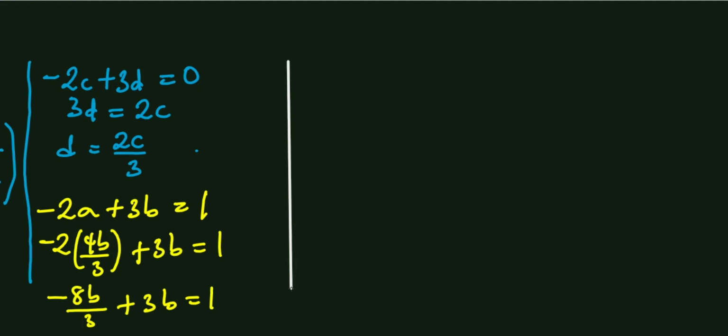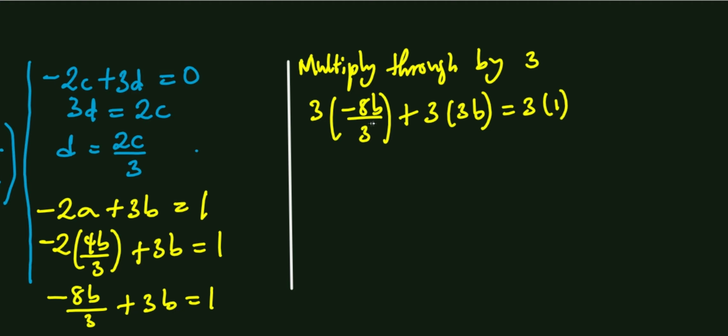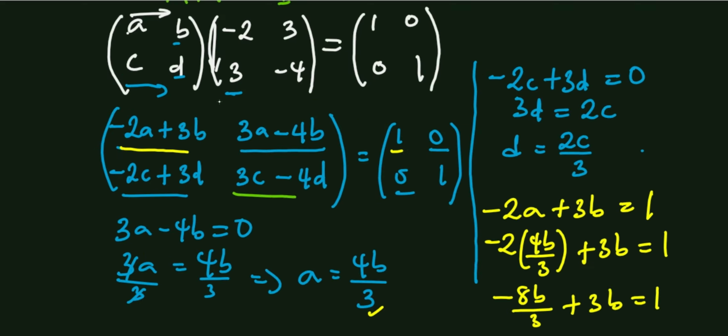We can multiply through now by 3 in order to cancel the denominator, which is 3 there. Okay, we multiply everything now. So 3 multiply minus 8B over 3 plus 3 multiply the 3B is equal to 3 multiply the 1 there. So you have minus 8B plus 9B is equal to 3. Minus 8B plus 9B will give us B is equal to 3. We have been able to get B now, one of our entries.